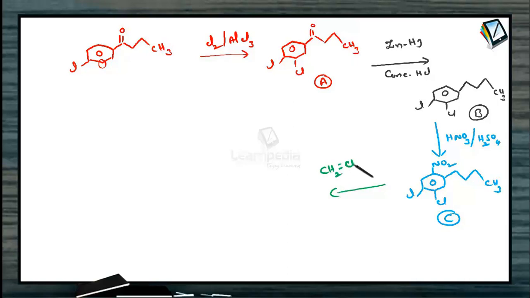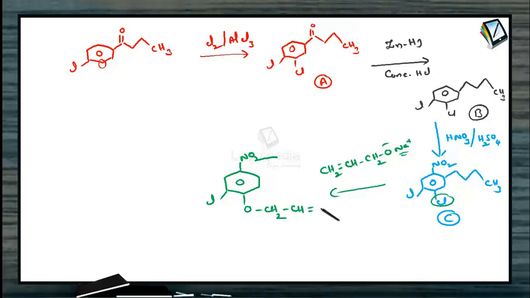CH2 double bond CH, CH2O minus Na plus. So this Cl with Na plus will come out in the form of NaCl, and thereby OCH2, CH double bond CH2 will be substituted in its place. So thereby D becomes the nitro group remaining the same. This is a strong electron withdrawing group. This Cl. This will be the O that will be attacked here with CH2, CH double bond CH2. And this remains CH2, CH2, CH2, CH3.